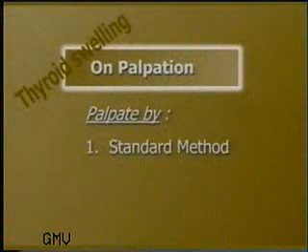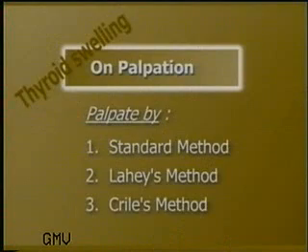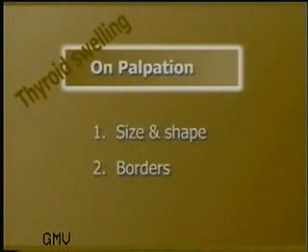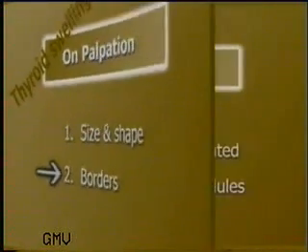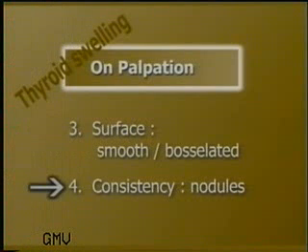To revise, we palpate by the standard method, Lahaye's method and Kreil's method. Note on palpation the exact size and shape of the swelling and identify its borders. In particular, palpate the tracheal rings in the suprasternal notch to identify a retrosternal extension if any. Then note the surface and the consistency of the swelling and palpate carefully by Lahaye's method and Kreil's method for small nodules within the gland.